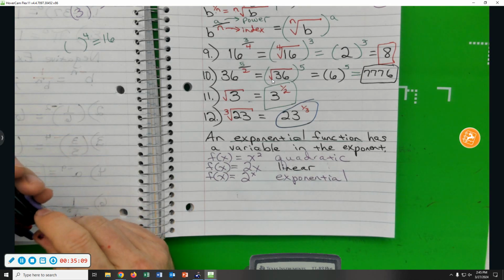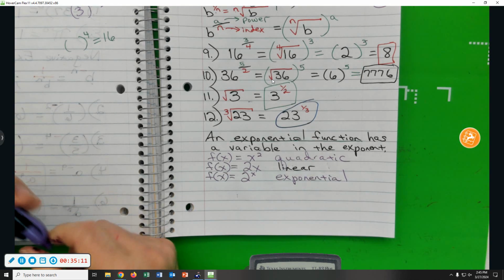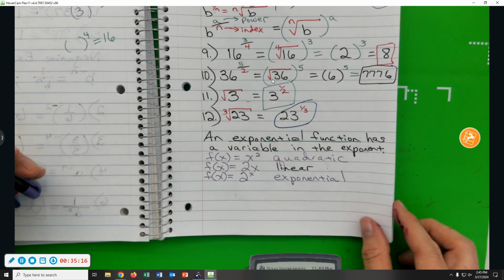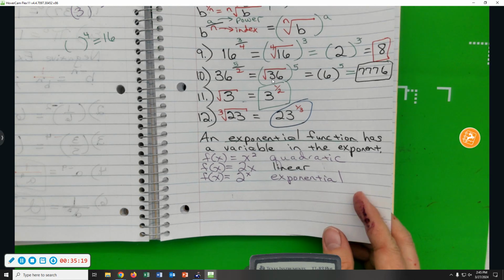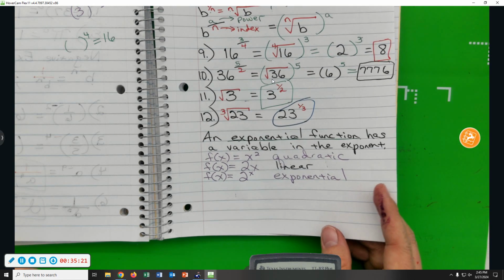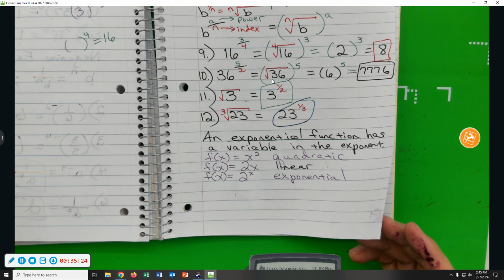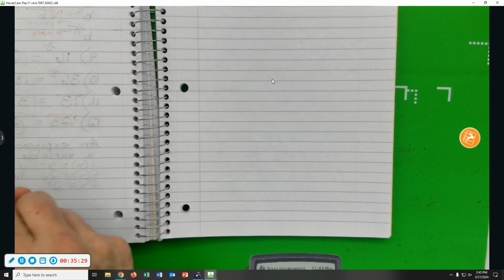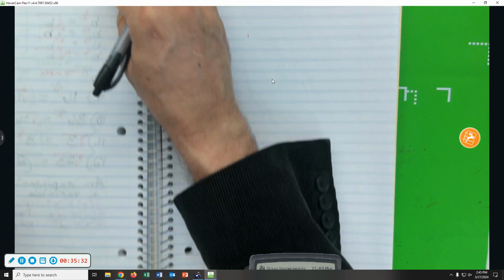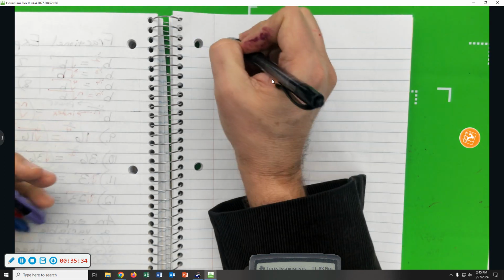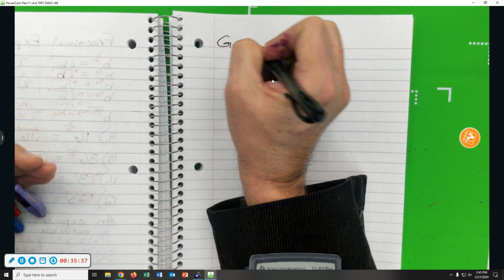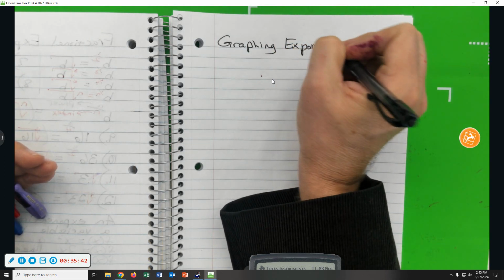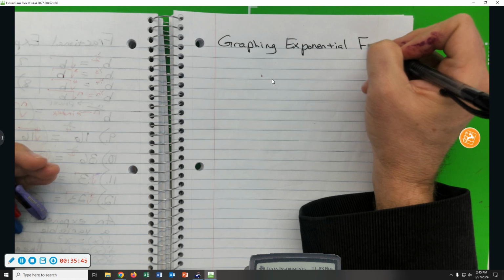We're going to devote the rest of the class to 2 general topics: graphing exponential functions and solving exponential equations. The graphing is going to be pretty fast. We're not going to do anything real advanced for graphing. We're just going to plot points until we see a pattern. So, graphing exponential functions.